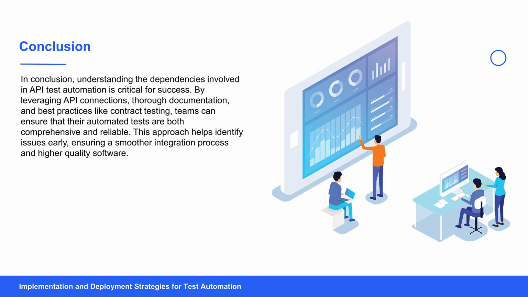In conclusion, understanding the dependencies involved in API test automation is critical for building a successful testing strategy. By gaining a thorough understanding of API connections, utilizing detailed API documentation, and implementing best practices like contract testing, we can create a robust framework for automated API testing. This approach ensures that our tests are comprehensive, reliable, and capable of catching issues early in the development process. Ultimately, this leads to higher quality software and a more efficient development process, which benefits both the development team and the end users.